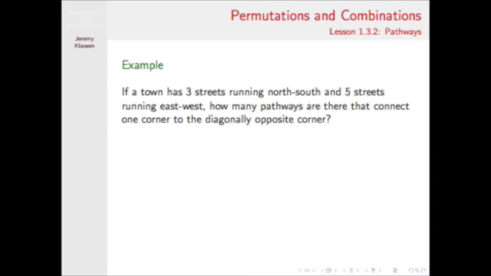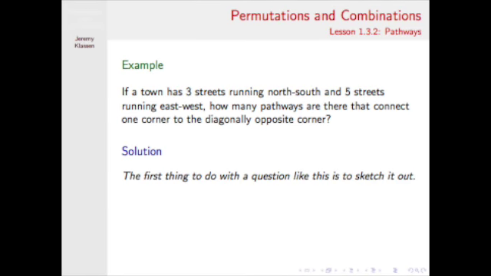Okay, let's take a look at our first example. If a town has 3 streets running north and south and 5 streets running east and west, how many pathways are there that connect one corner to the diagonally opposite corner? It really doesn't matter whether you start in the top left, top right, or whatever. The number of paths from one corner to another will be the same. The very first thing you want to do, and I recommend this with all of these types of problems, is sketch this out so you can see it.